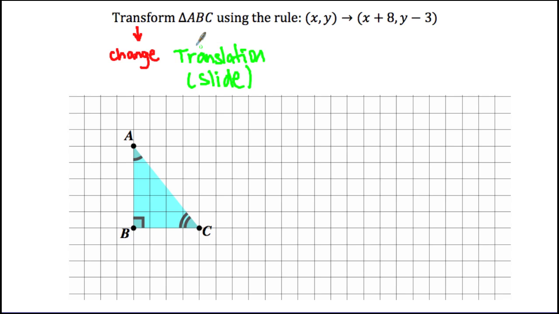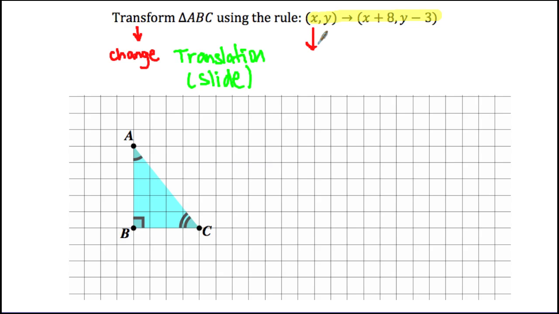So the key to doing a transformation is that you will be given a translation rule. In this case, the rule is (x, y) and then the arrow means the slide, and then x plus 8, y minus 3 are the directions of how we're going to slide the shape. It looks really complicated, but it's actually not that bad. The first thing we need to figure out is the code that this translation rule is giving us.